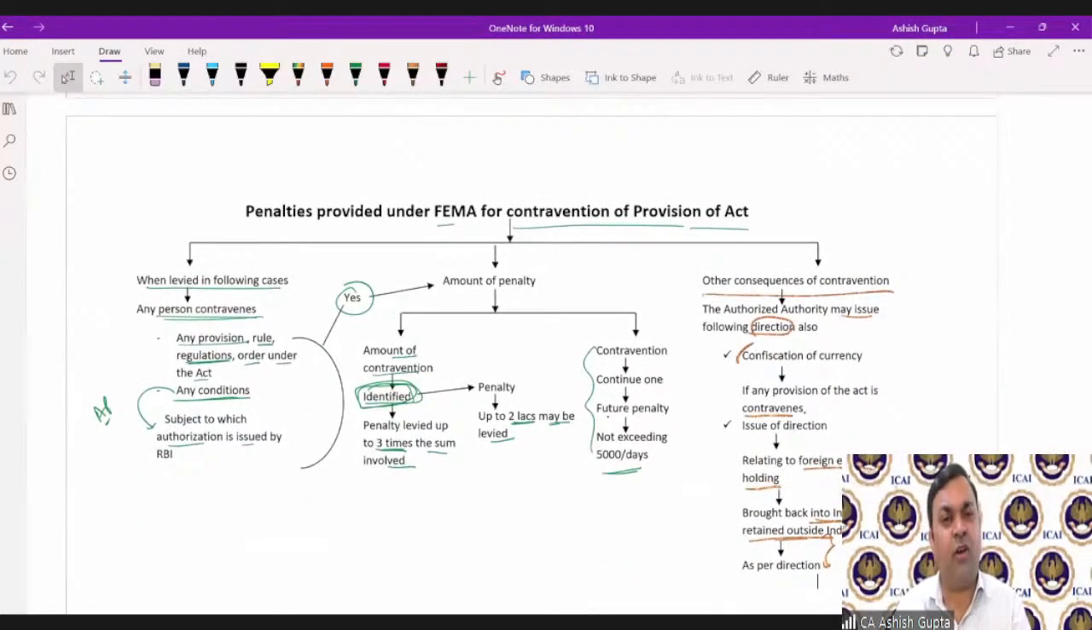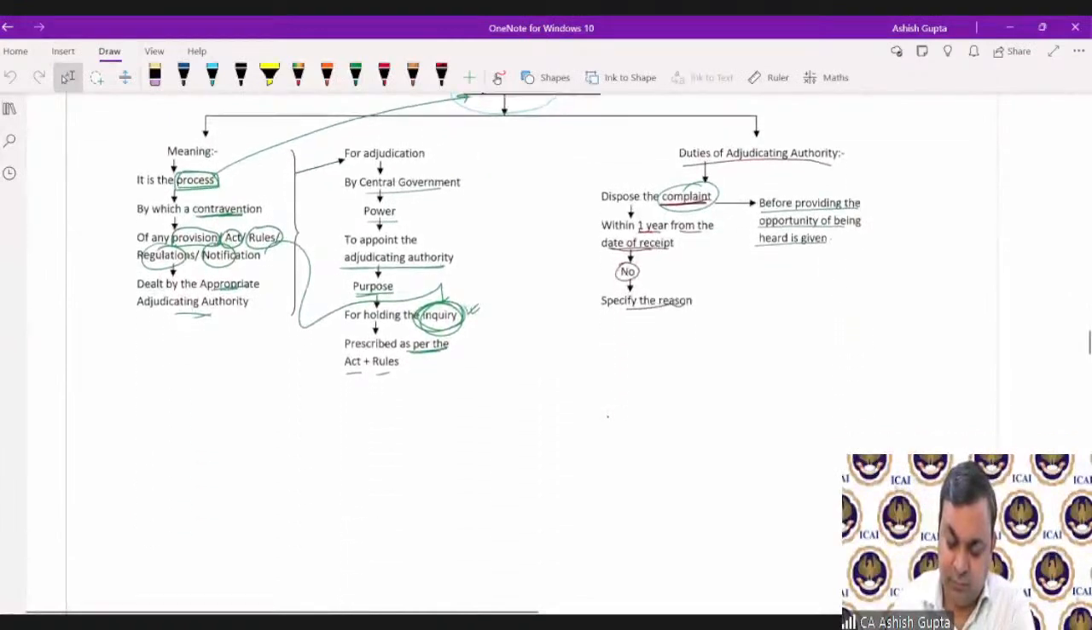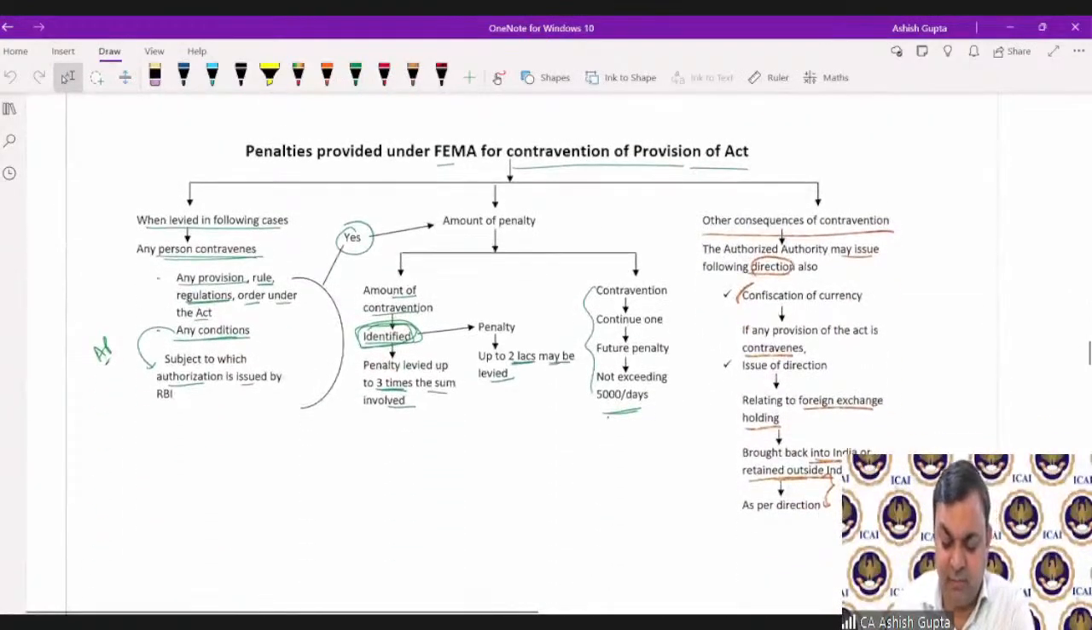Is this clear, or is there any doubt? Section 14, section 16, the penalty part, is it clear or not? Or if you can recall the adjudication part, that is the most important concept, so that we can move towards the appeal part.